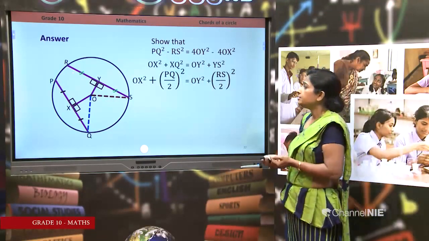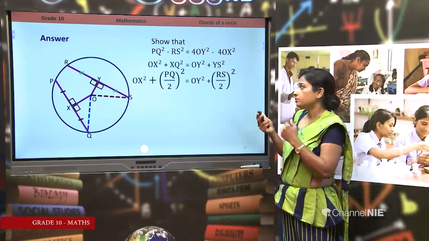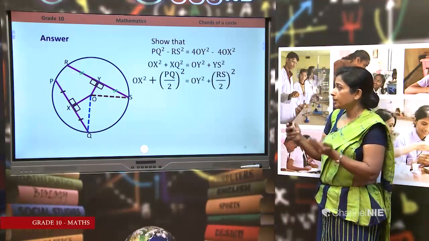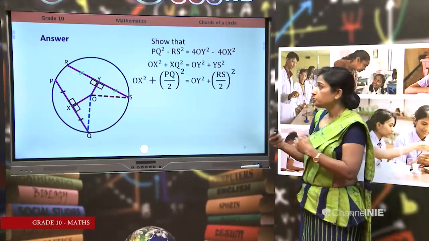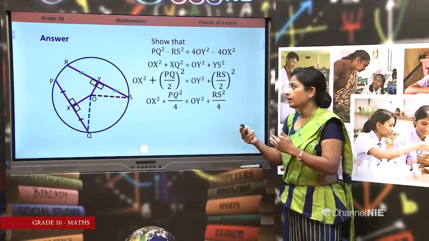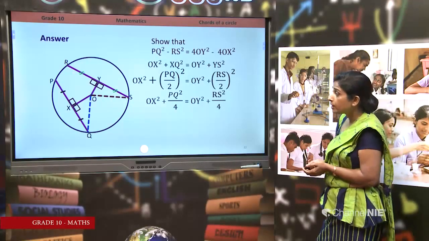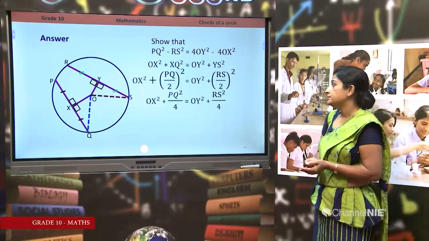We have to consider this PQ over 2 squared. How do we solve that? The power 2 applies to both PQ and 2. So we get OX squared plus PQ squared over 2 squared, and 2 to the power 2 makes 4, equals OY squared plus RS squared over 4. This is the new relationship we got: OX squared plus PQ squared over 4 equals OY squared plus RS squared over 4.